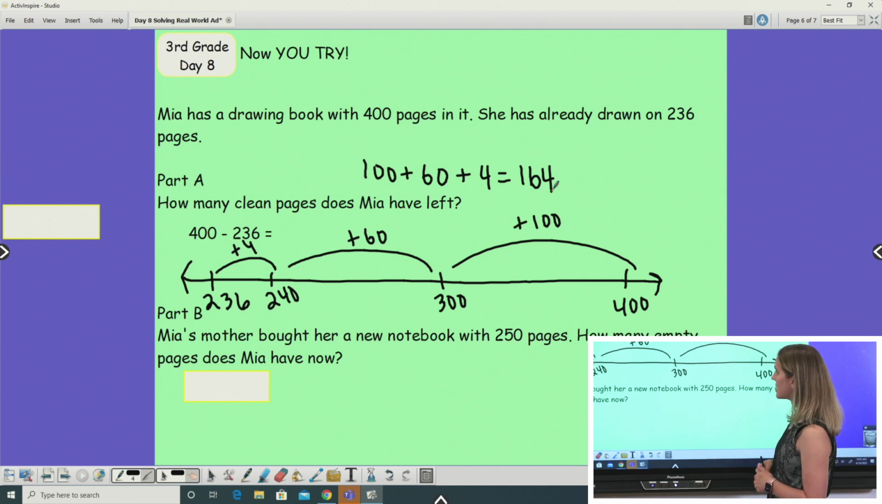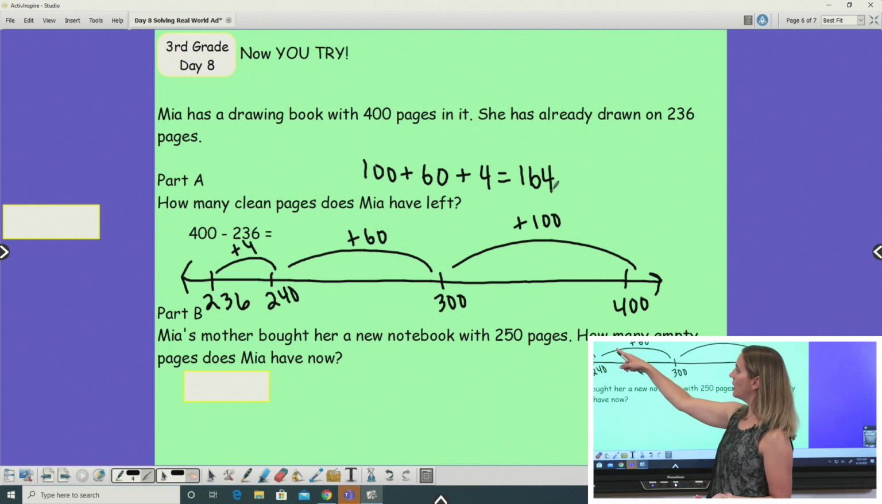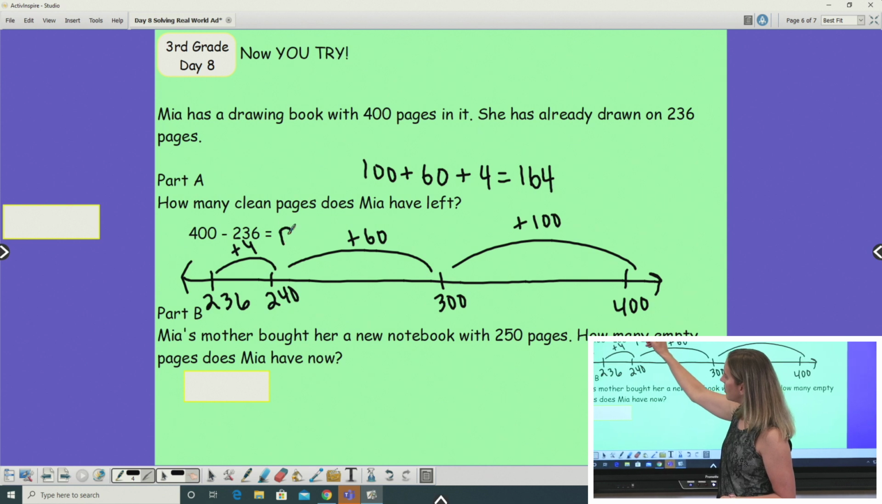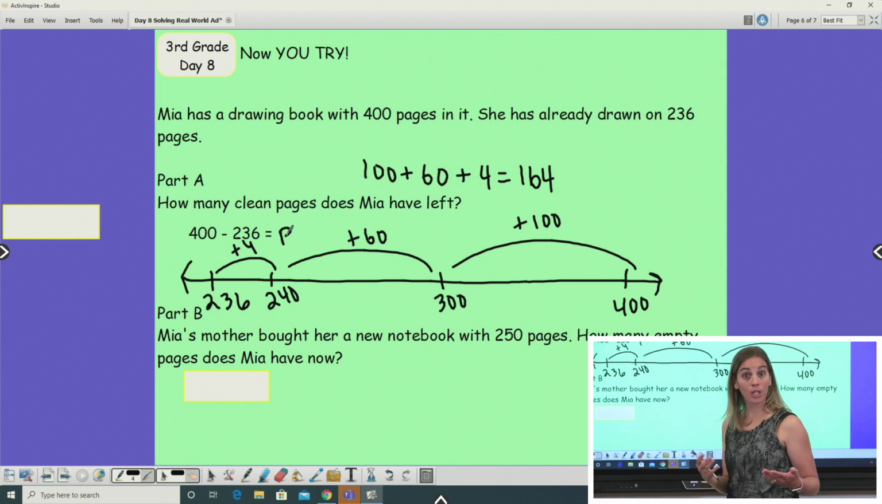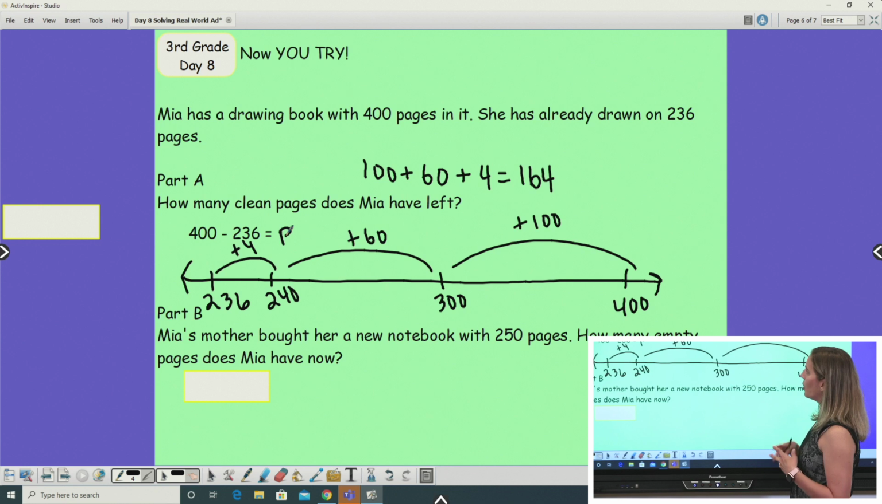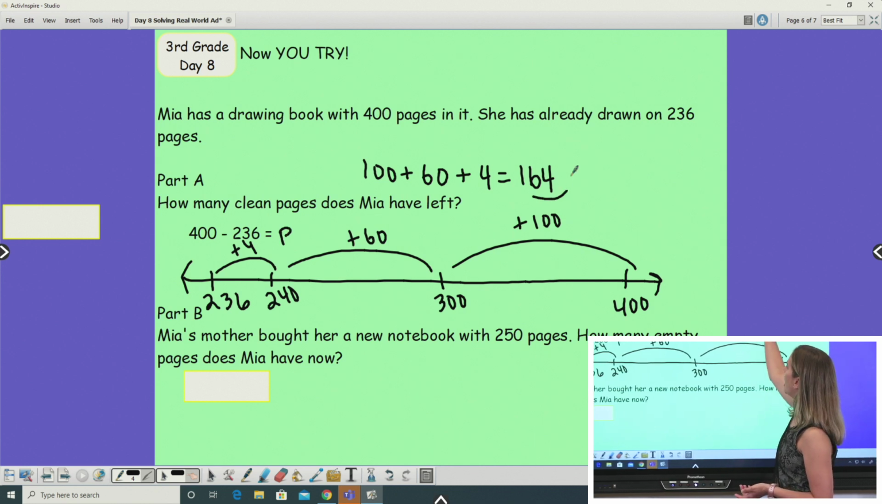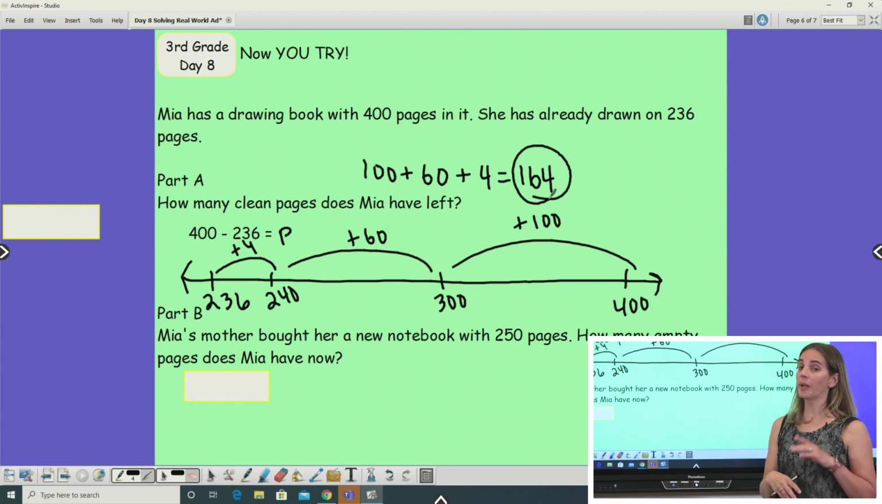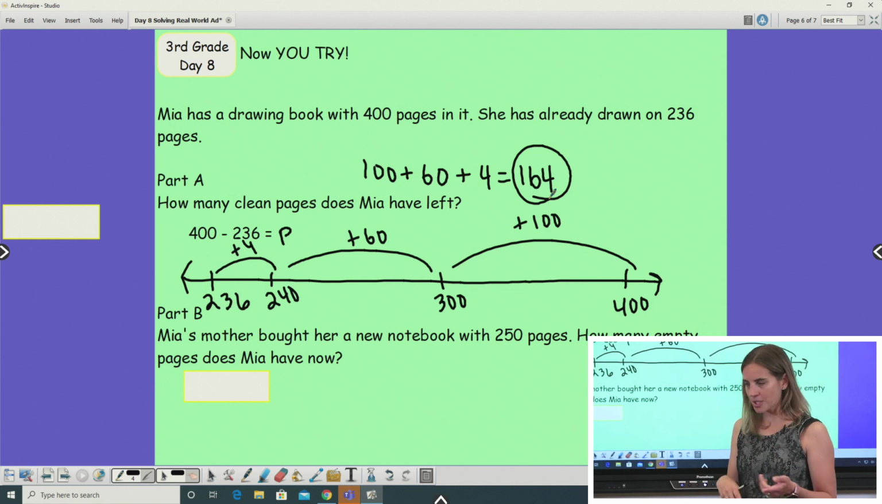Perfect, she had 164. I'm wondering, did you put a variable here? Maybe P for pages or C for clean, something like that? Okay, so I know that she has 164 clean pages, but then what did her mom do?